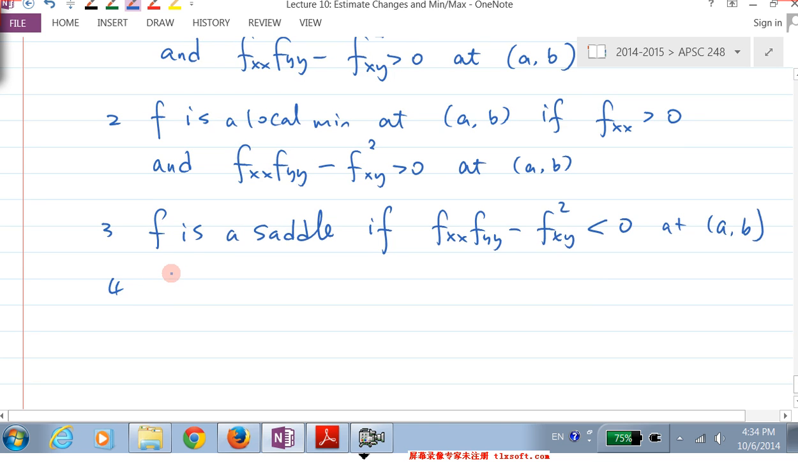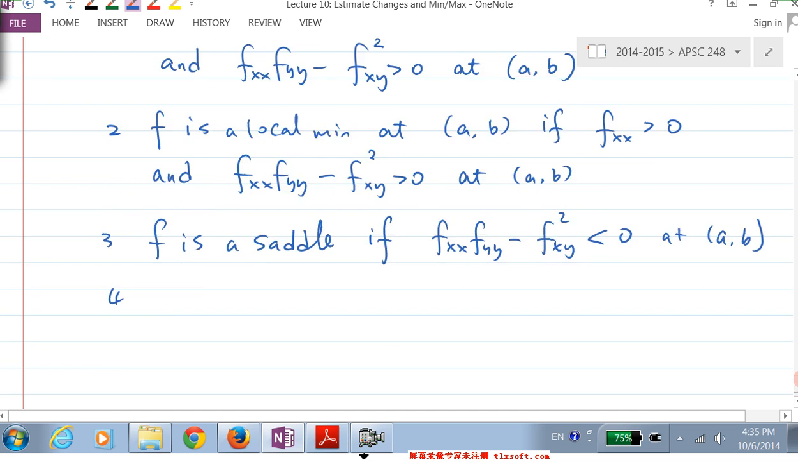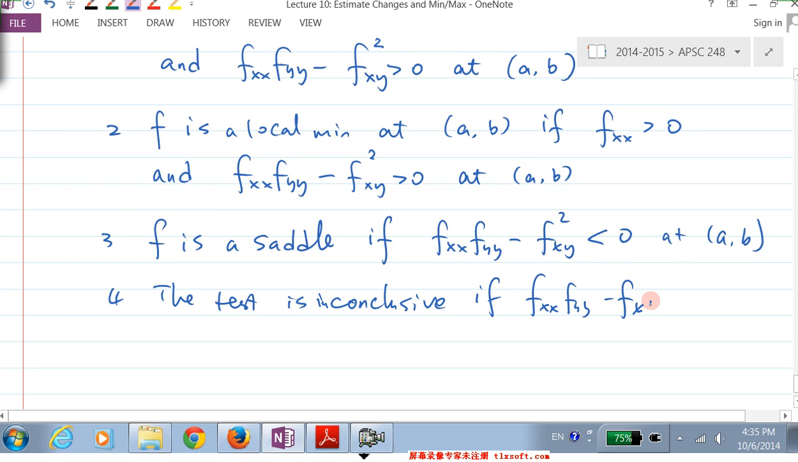So number 4: what happens if you look at this one here? Numbers 1, 2, 3 used this expression greater than 0, and then this expression less than 0. So number 4 is that the test is inconclusive if f_xx f_yy minus f_xy squared equals 0. That's the 4 rules we stick to for a function of 2 variables.